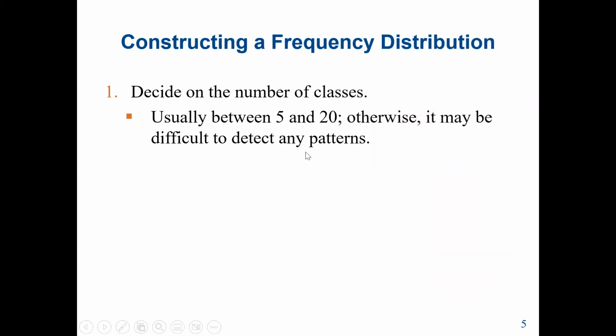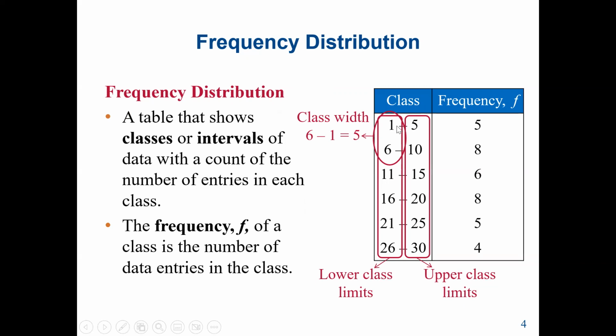So let's see the steps we normally use to construct a frequency distribution. The first step, we need to decide on the number of classes. So we can see the example here. We have 1, 2, 3, 4, 5, 6. So we have 6 classes.